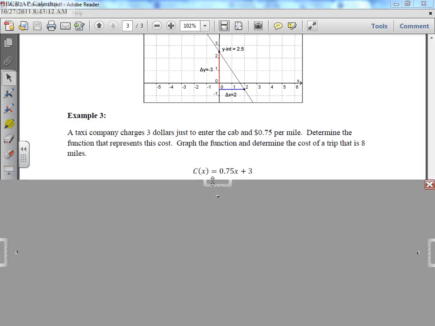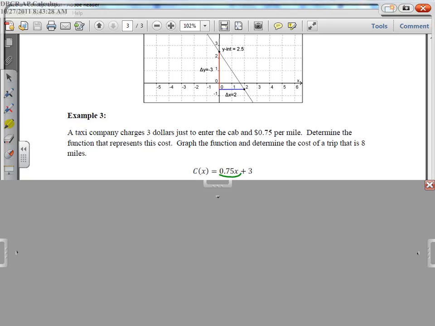That is our equation. So again, our cost function is C of x, meaning the cost at any value of mile x, equals 0.75x, or 75 cents. This again is 75 cents per mile, plus an initial $3. Yes, Trayvon.